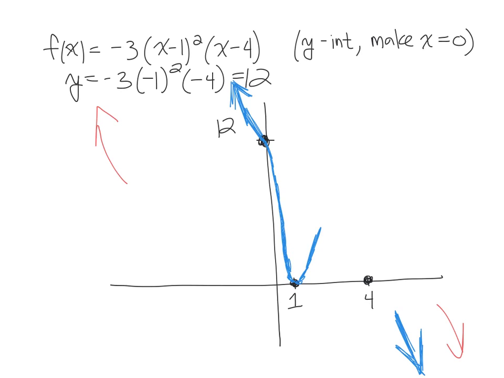And as we continue along, we need to get to this zero at 4, so we've got to curl back down here. The multiplicity of that zero at 4 was 1 up here at this exponent. So that will cross the x-axis and we'll just meet right up with our falling right end behavior. And there is a sketch of the graph.